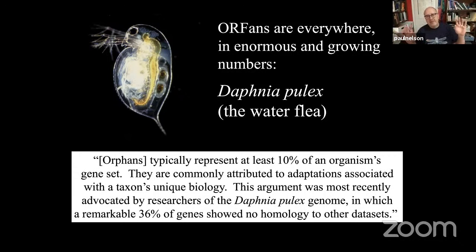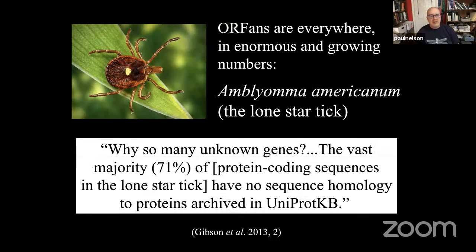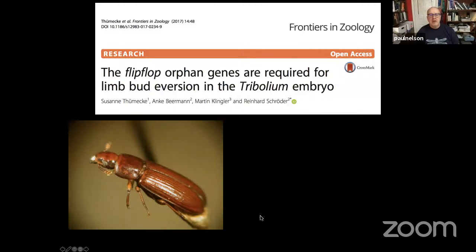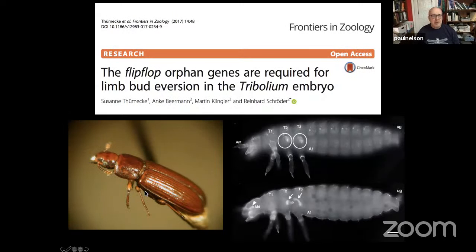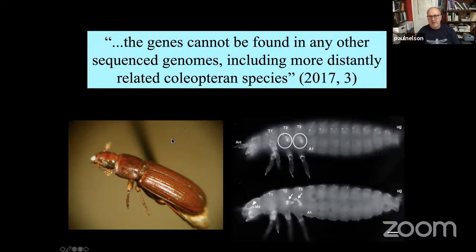He said, orphans are found in viruses and prokaryotes, right? Archaea and bacteria. But until we find them in abundance in animals, no one's going to care. Well, they are in animals in abundance. This little tick, this number may have changed now, but on first pass, over 2/3 of its protein coding sequences had no sequence homology to the proteins in this database. In the red flower beetle, Tribolium, it builds its legs using an orphan, the flip-flop protein, okay? Not found in any other insect genome.